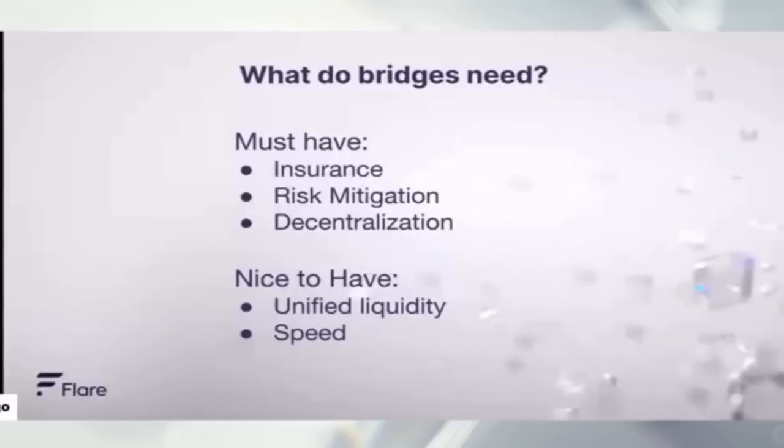Some really nice to haves that make the bridging experience so much better for everyone else, for the users of it, and for the applications that are depending on it. There's unified liquidity. And what this means is that you can bridge from any chain to a particular chain and have the same asset come out. And we'll cover what that means in a little more depth shortly. And they must have speed. Because if they don't have speed, you'll miss a lot of the opportunities that comes from bridging.